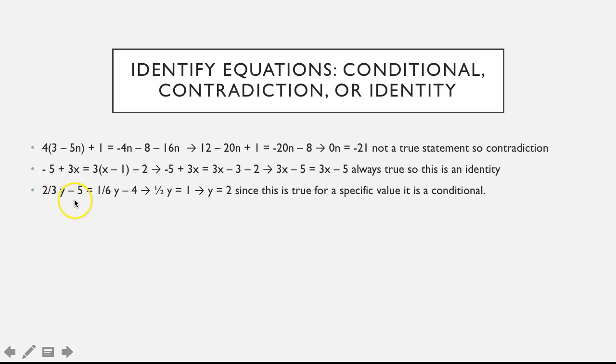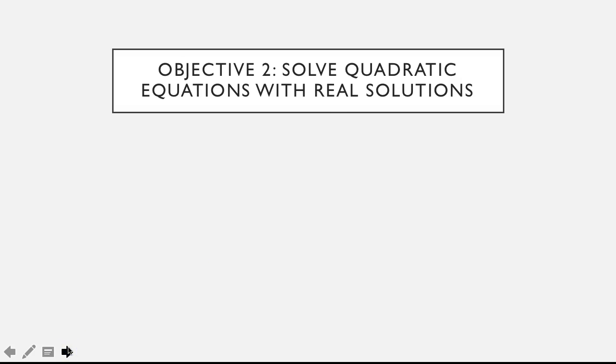Here we have 2/3 y minus 5 equals 1/6 y minus 4. When you take 2/3 minus 1/6, remember you'll want to get common denominators, so this is going to become 4/6 minus 1/6 is 3/6, which is how we get the half here. And then add 5 to negative 4, you get 1. And then when you're dividing by a fraction, you actually multiply by the reciprocal, which is 2 over 1. So that's going to get you 4. Since this is true for a specific value, it is just a conditional statement.